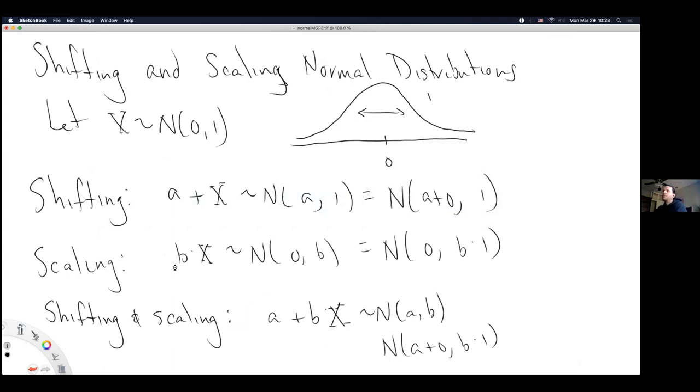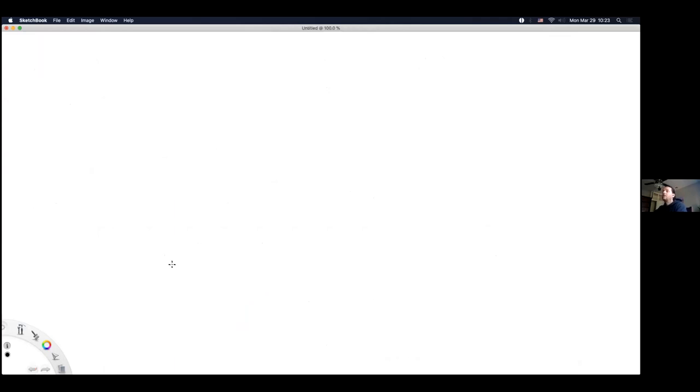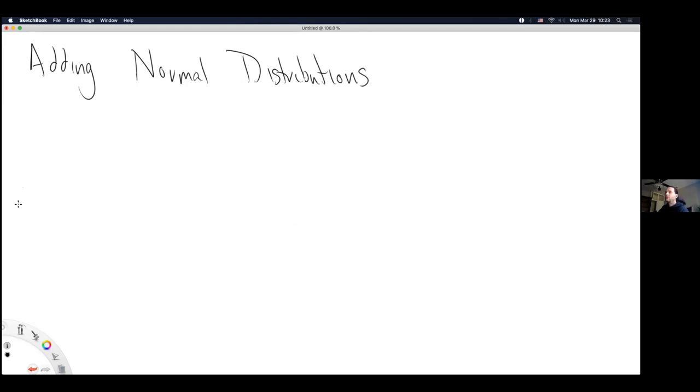Okay, I told you we're moving quick, so I'm going to leave it there and move on to the next topic. But I hope that web page, which I will put a link up to on my website later on today, helps you understand the idea between shifting and scaling distributions.